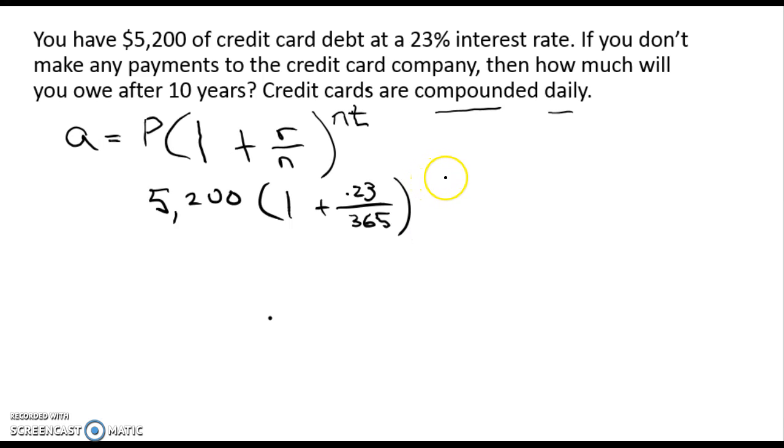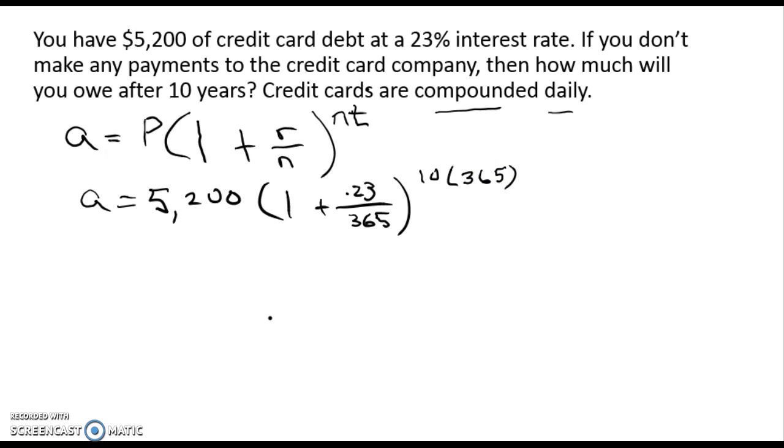which if you don't make the payments, it destroys your credit. In other words, you won't be able to get loans. Your credit score gets reduced, and that's how banks determine whether or not they're going to loan you money. It's your credit score. Anyway, time is 10, and 0.23 is our rate. Fix that. 365 is how many times a year it's being compounded, because it's compounded daily. And our output is A.